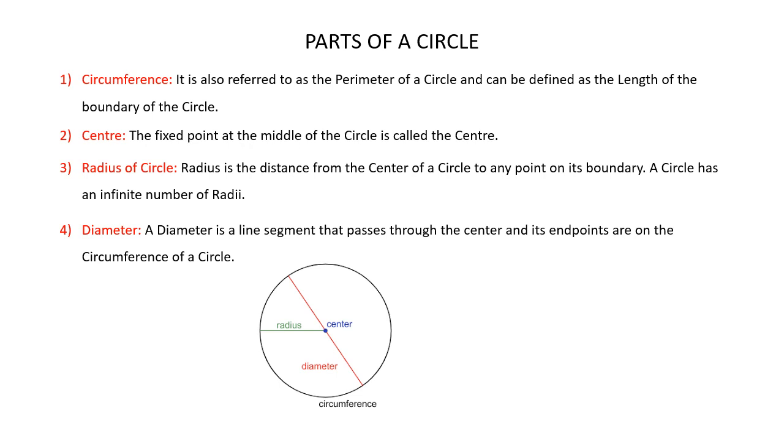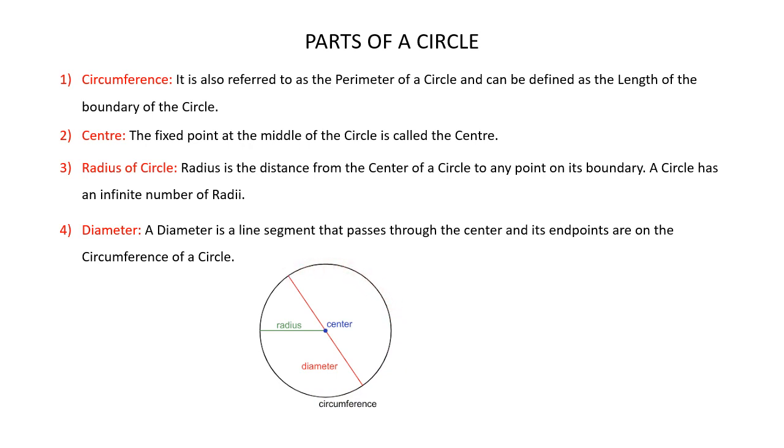Let's now learn about another two-dimensional shape, the circle. First, let's learn about the parts of a circle. Circumference. Circumference is also referred to as the perimeter of a circle. It can be defined as the length of the boundary of the circle. Now, this is a diagram of a circle. As you can see, this is the boundary of the circle. So, this length of the boundary of the circle is nothing but the perimeter of the circle or the circumference of the circle.